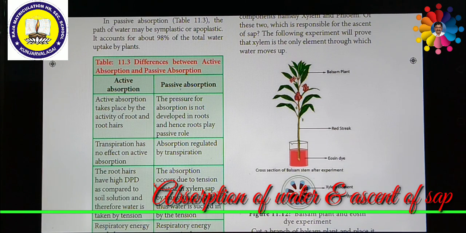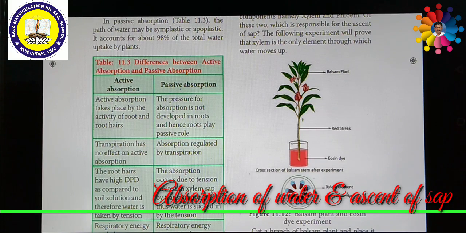In the vital force theory, there are two important theories: the relay pump theory and the pulsation theory. The relay pump theory was given by Godlewski in the year 1884. In this theory, the periodic changes in the osmotic pressure of living cells of the xylem parenchyma and medullary ray act as a pump for the movement of water. This is why the water molecule moves up.